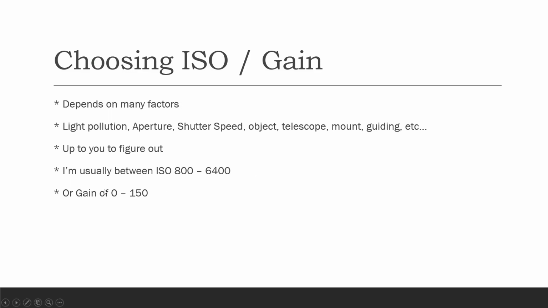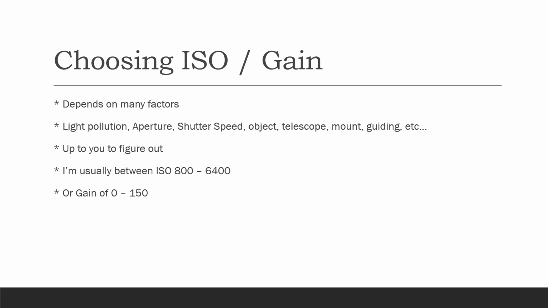But the only reason I would use a gain of 0 is if I'm photographing something really bright like the full moon or the Orion Nebula. Because if I use a gain of 150, it's going to amplify that signal and it's actually going to blow out the highlights. When it blows out those highlights, it clips the data and I can never bring that back in post-processing. It's gone forever.